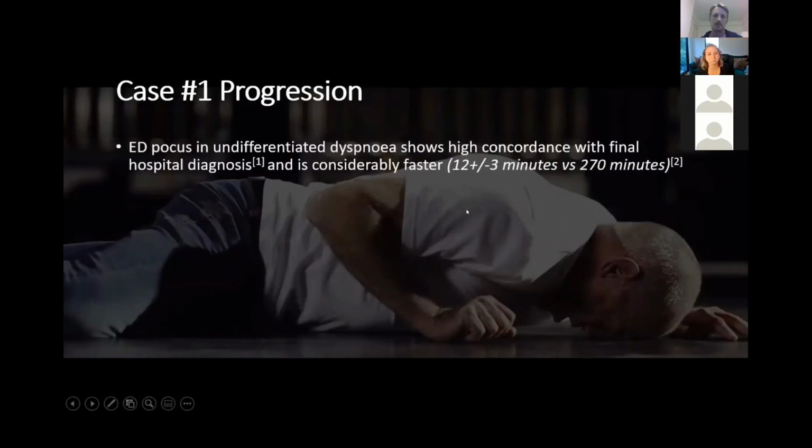But we know that PocUS in the ED in undifferentiated dyspnea, so this gentleman just had breathlessness, didn't have anything else, gives a very good concordance with your final hospital diagnosis, which is great, and is much faster. And this is the real benefit that PocUS and especially lung ultrasound gives us in the ED, is the speed with which we can quickly identify these patients and move our management in the correct direction.